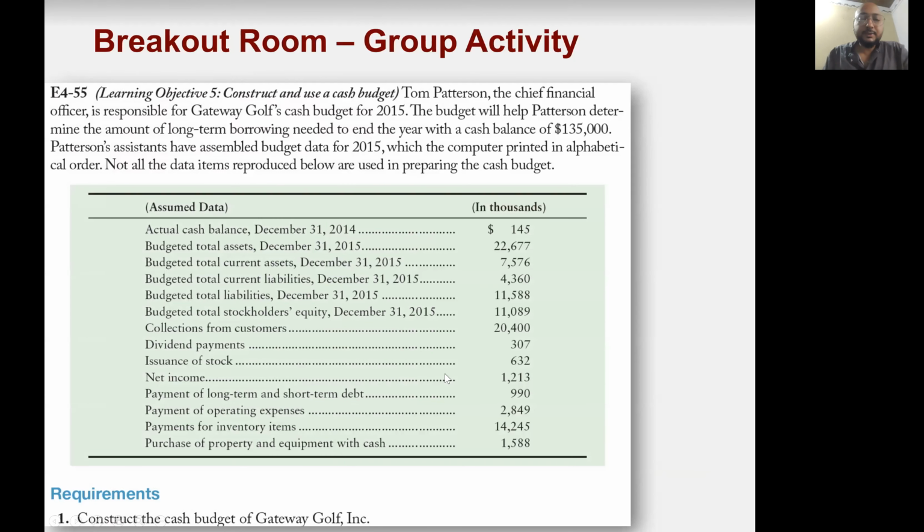okay. Let's take a group activity here. So you need to construct a budgeted cash balance for Tom Preston, Gateway Golf Corporation. Okay? So take a picture and let me establish the breakout room again. Those who are watching online, please pause the video. And I'm going to be pausing as well. And I'm going to be resuming the recording after we're done with our breakout room activity.